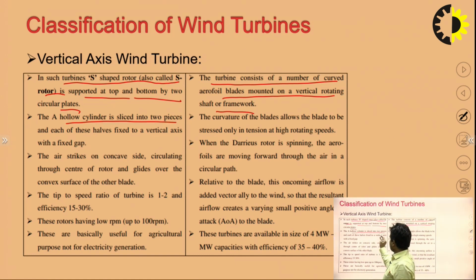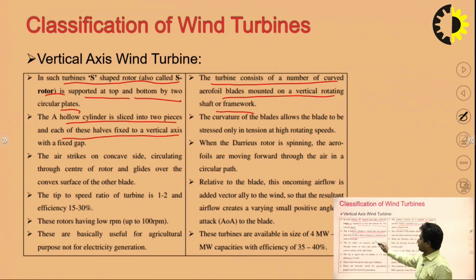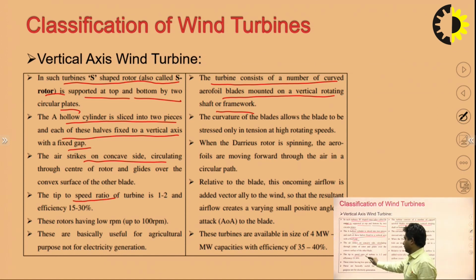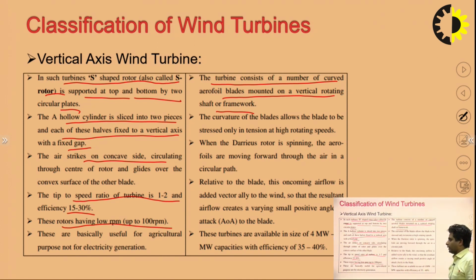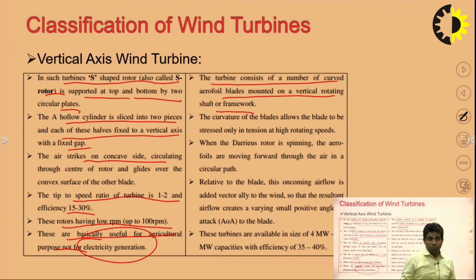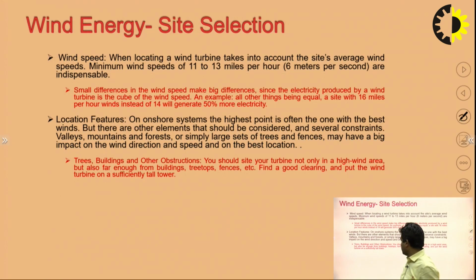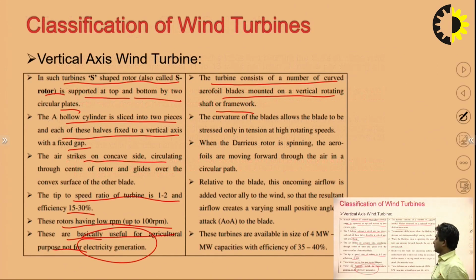The hollow cylinder is sliced into two pieces and each of these halves is fixed to a vertical axis with a fixed gap. The air strikes the concave side, circulating through the center. The tip speed ratio of the turbine is 1:2, efficiency about 15 to 30%, and rotors have low speed, you can say 100 rpm, and these are basically useful for agriculture purposes, not for electrical generation. Like we can't utilize this energy for energy production or large capacity utilization. So basically this application is fixed, like in the agricultural field.